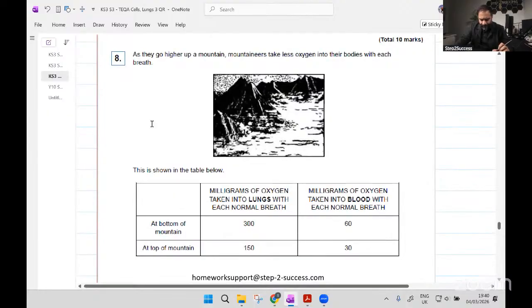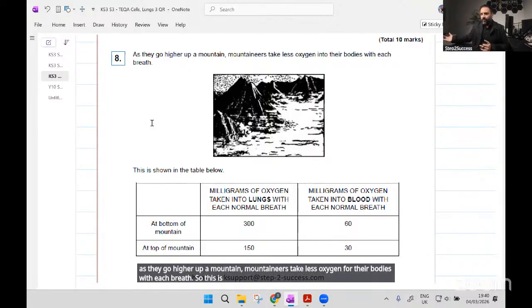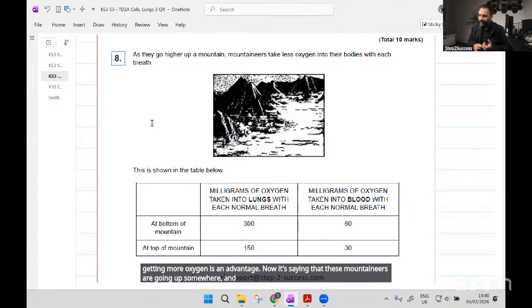As they go higher up a mountain, mountaineers take less oxygen into their bodies with each breath. So this is now almost the opposite of what we were talking about earlier. Before, we were talking about how getting more oxygen is an advantage. Now it's saying that these mountaineers are going somewhere where there's less oxygen. So they're going to have less energy, because oxygen is needed for respiration to release energy. This is shown in the table below.